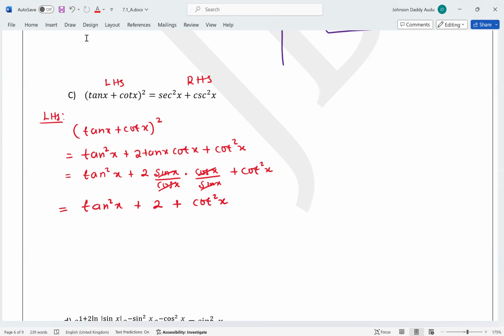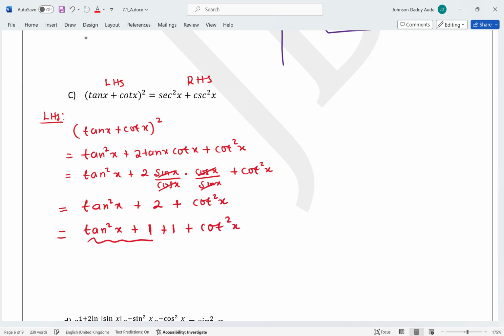Yes, we can write this. Remember, we have to look at the target. What do you want? You want sec squared x and you want cosec squared x. Remember, we can get sec squared x from where? From tan squared. And we can also get cosec squared x from where? From cot squared. So we can split this as tan squared x plus 1. This 2, we can write it as 1 plus 1. So this is 1 plus 1 plus cot squared x.